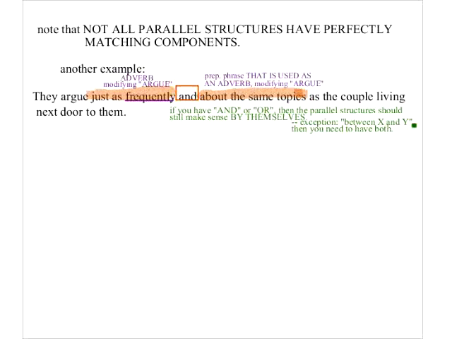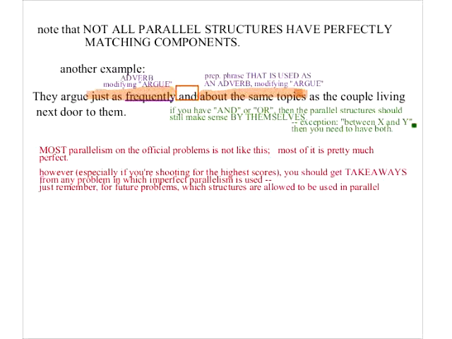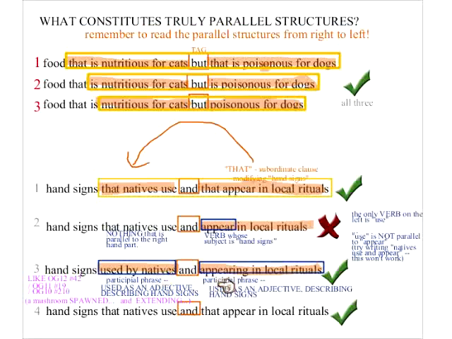Okay, so here's the deal. In case this is scaring you, most parallelism on the official problems is not imperfect like this. This is definitely imperfect parallelism, but most parallelism that you will see is perfect. On the other hand, if you are looking for some of the highest scores, you're going to have to familiarize yourself with this kind of stuff. So if you are hunting for the highest scores on this exam, and you do see imperfect parallelism like this, make sure to get a takeaway. Remember the form of the imperfect parallelism that you saw. Remember what this looks like. Remember what that looks like. These are legit.